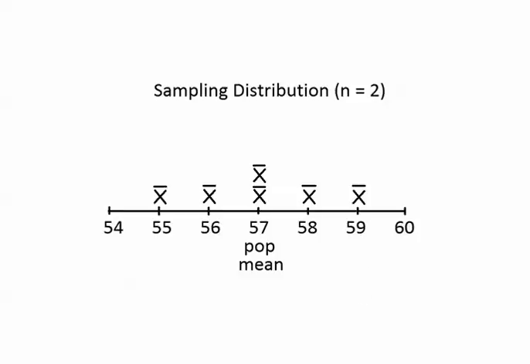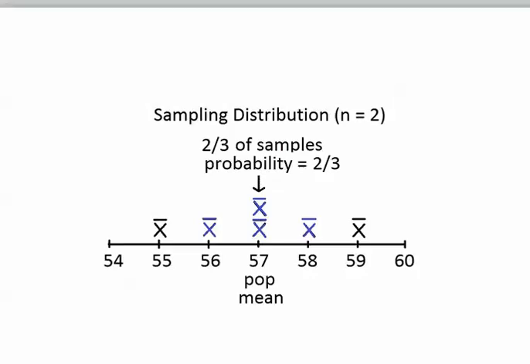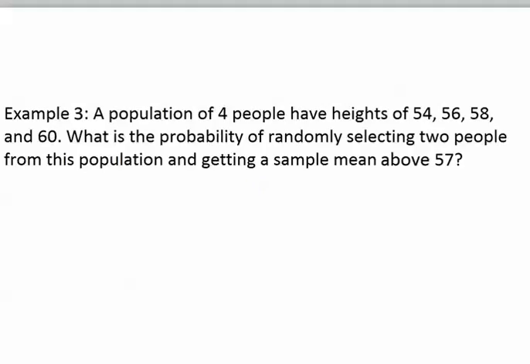In this graph, we can see that 2/3 of the possible samples have a sample mean between 56 and 58. That's why the probability of randomly selecting 2 people from the population and getting a sample with a sample mean between 56 and 58 is a 2/3 probability. Let's move on to our next example.